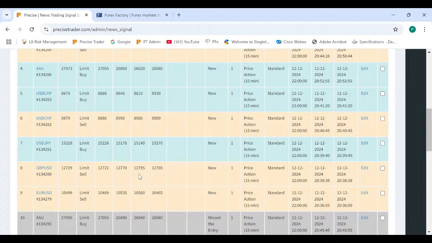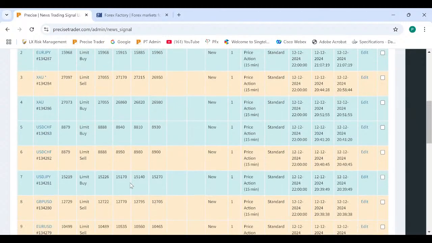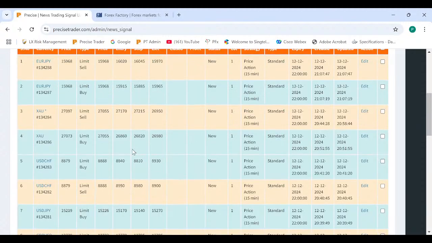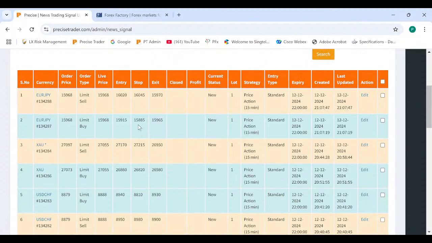Okay, so here, dollar yen we are trying to buy at 151.70, and dollar Swiss we are trying to sell one at 89.5 and another one buying at 88.40. So that means two directions we are putting in, either direction. Then gold, the same scenario. We are trying to buy one at 2686 and another one is selling at 2717. Then followed by the euro yen buying and selling.